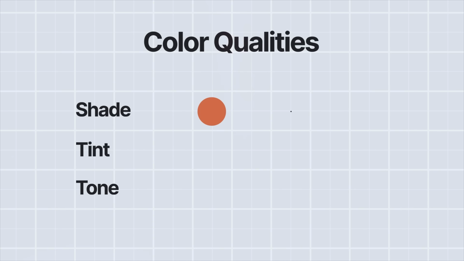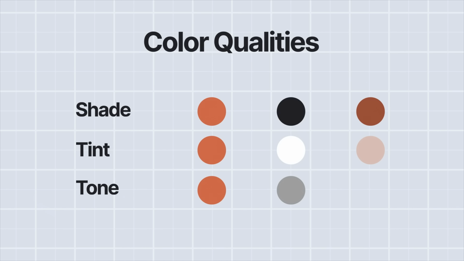Shade is created by adding black to a hue or color, in other words, darkening a color for it to be rich. Tint is created by adding white to make a color less intense. And tone is created by combining black and white or gray with a hue.